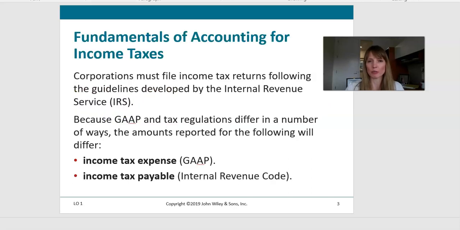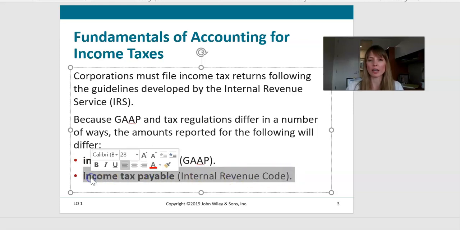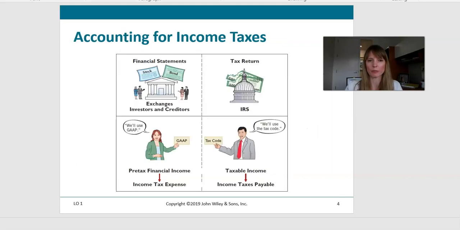Everything that we do in Chapter 19 stems from the fact that GAAP, Generally Accepted Accounting Principles, the set of accounting rules used by publicly traded companies in reporting their financial statements, are very different from the rules used by the IRS in preparing tax forms. So that leads to the fact that income tax expense that we see on the income statement under GAAP is very different than the income tax payable, the bottom line that you would see on a tax form to the IRS. And so how do we account for those differences? That's what we're going to learn about in this video.